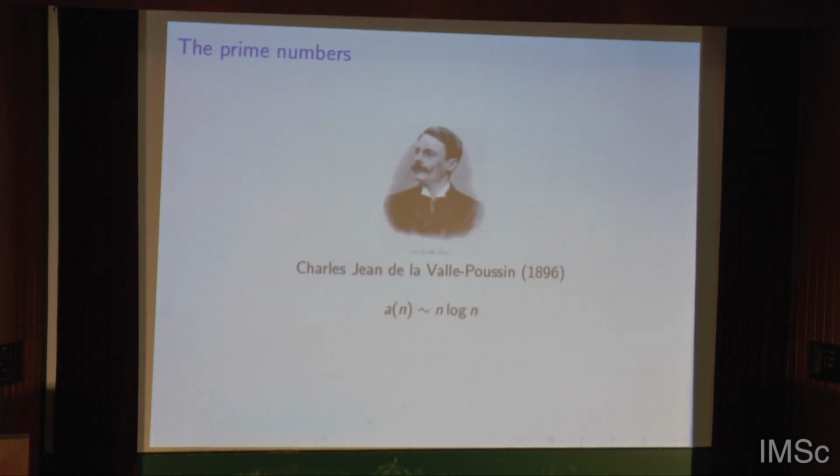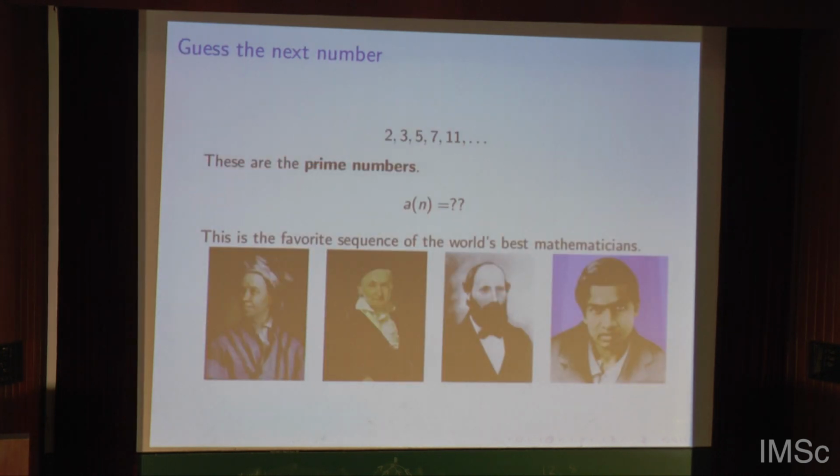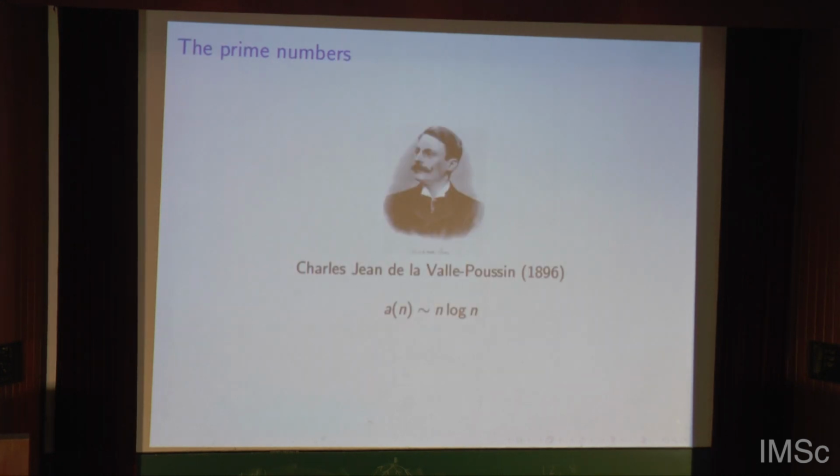And around 1896, people figured out how fast these grow. I think Gauss had already kind of predicted how fast they should grow, and it was a theorem proved by de la Vallée-Poussin in 1896. He said that the nth prime number is roughly as large as n log n. This is log to the base e.